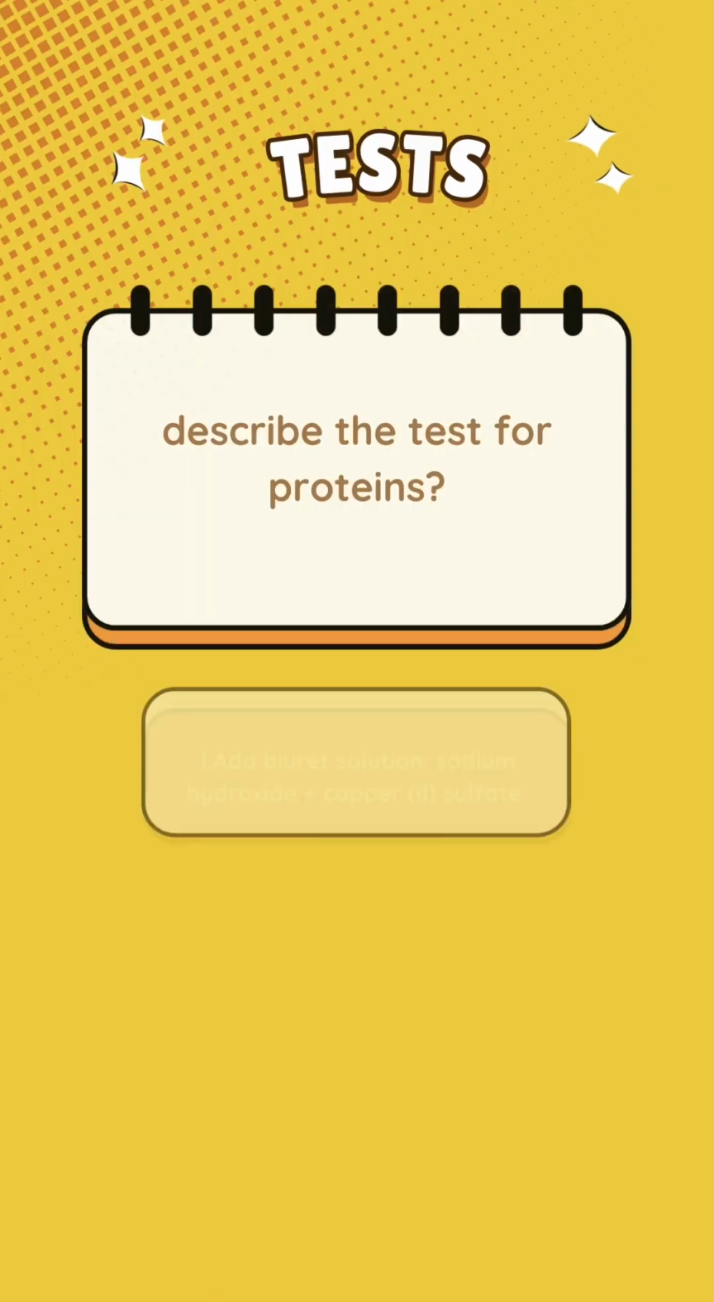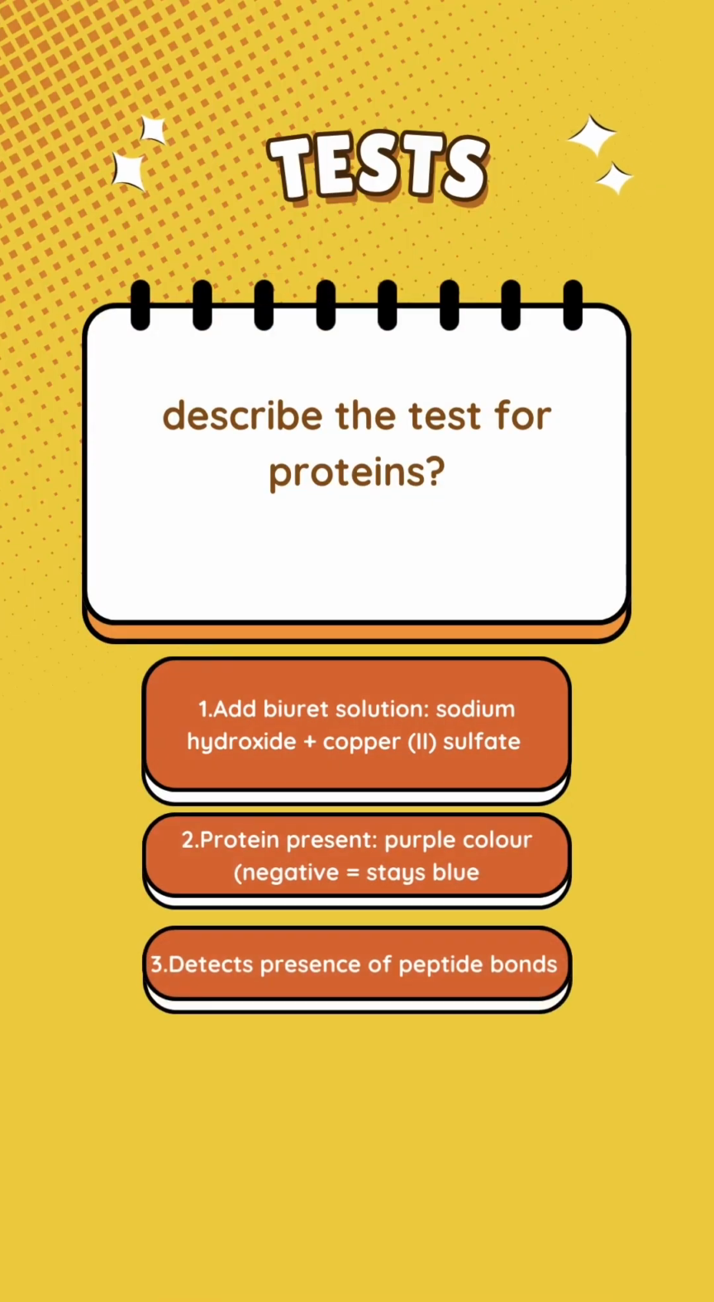lipids. To test for proteins, add biuret solution, which is sodium hydroxide and copper sulfate. If a color change is observed from blue to purple, then protein is present. If there's no color change, then no protein is present.